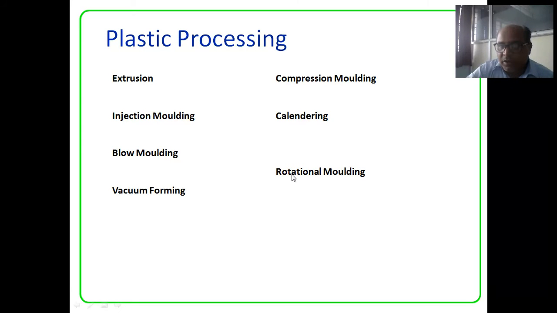Rotational molding component: what does rotational mean? That is a plastic water tank, which is made by rotational molding. A certain kind of rotation of the mold is there. Vacuum forming: with the help of the formation of a vacuum, certain plastic components are formed. That is called vacuum forming.